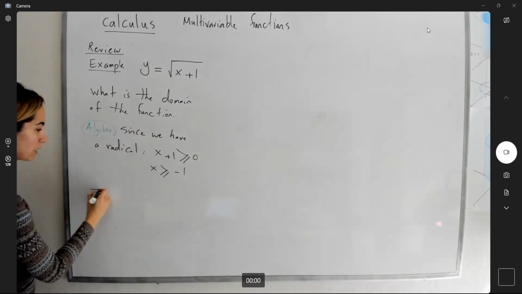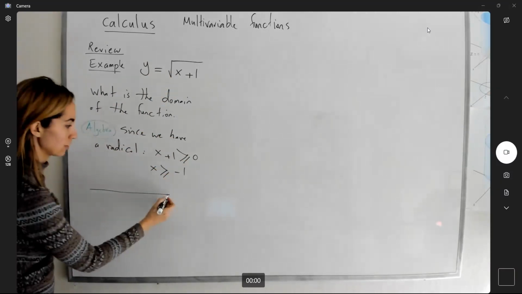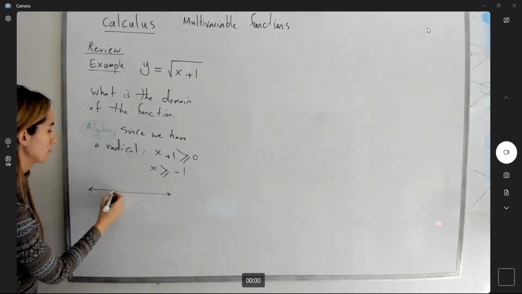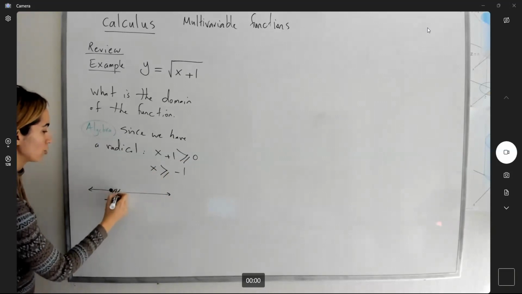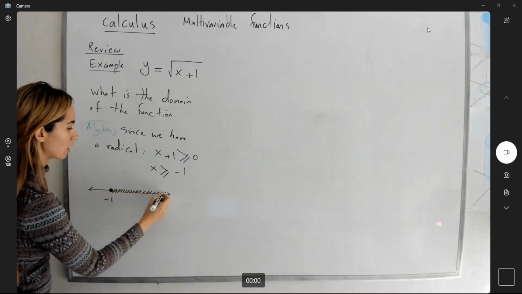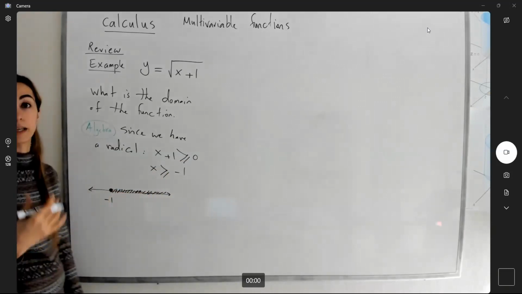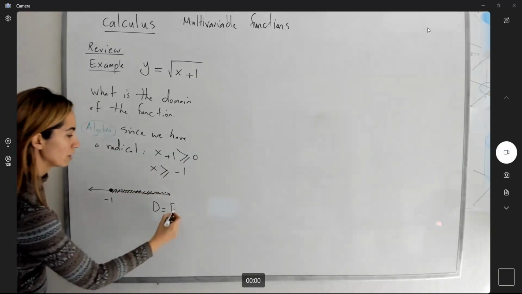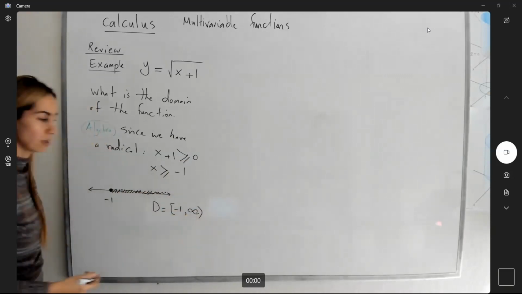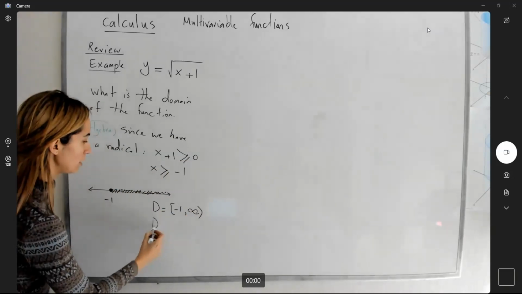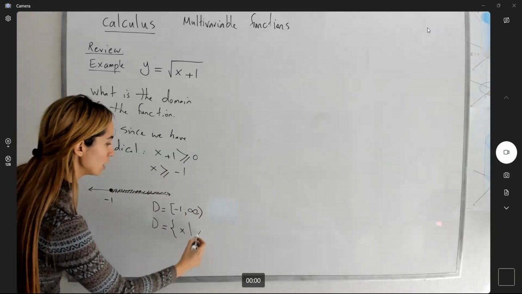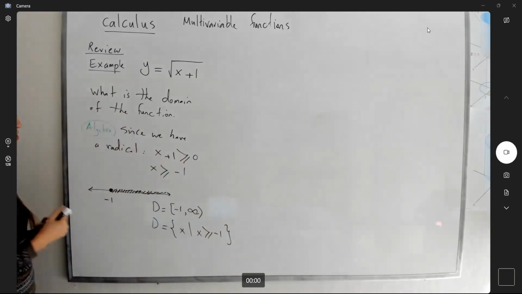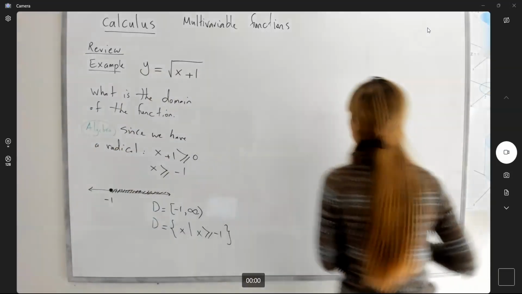It means that the domain is on the x-axis, as you remember, and it takes on values larger than or equal to -1. So here you have -1, and you shade all values on the right-hand side. This is the domain. In interval notation, the domain can be written as the interval -1 to +infinity, or you can say the domain is the set of all x values such that x is larger than or equal to -1. This is just a very easy example for you.